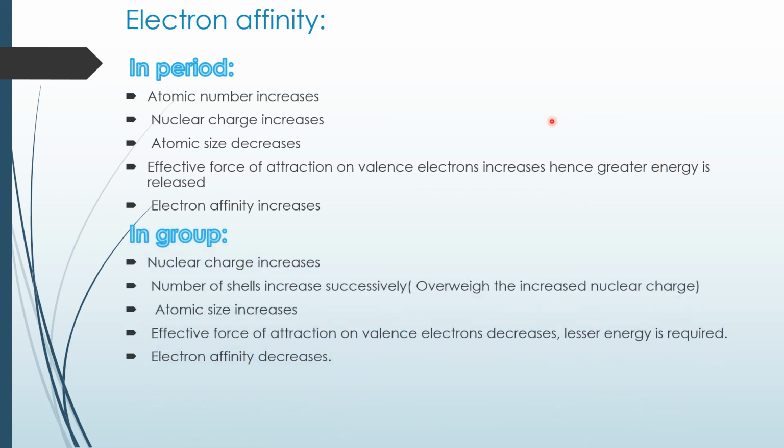In a group, the atomic number increases, the nuclear charge increases, the number of shells increases successively, and then the atomic size increases, and the effective force of attraction on valence electrons decreases. So lesser energy is released. So electron affinity decreases.